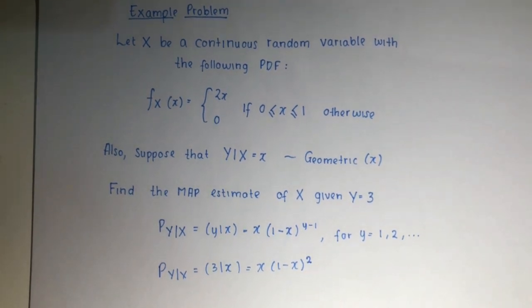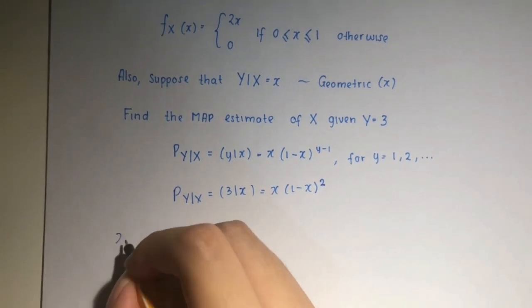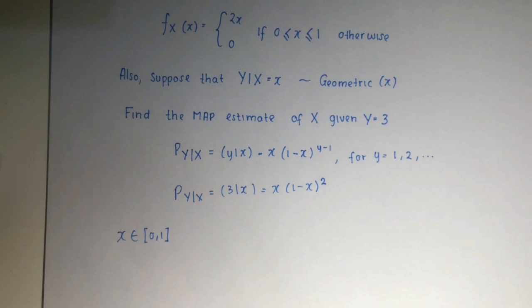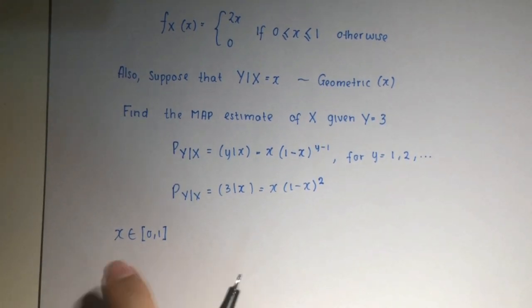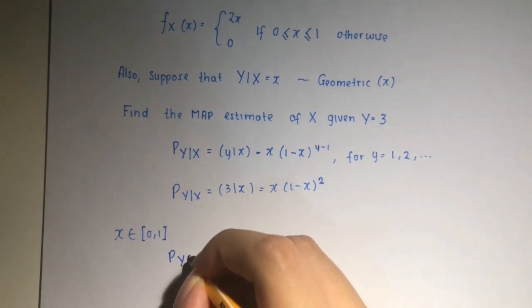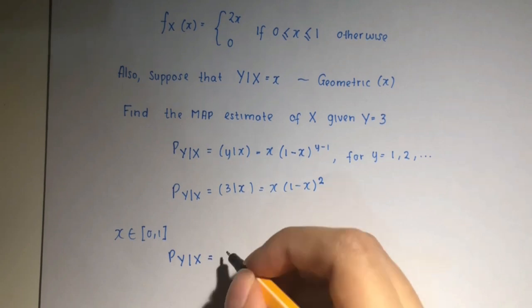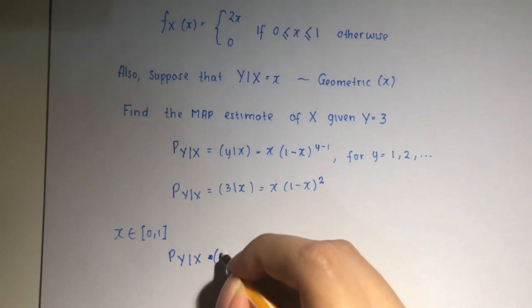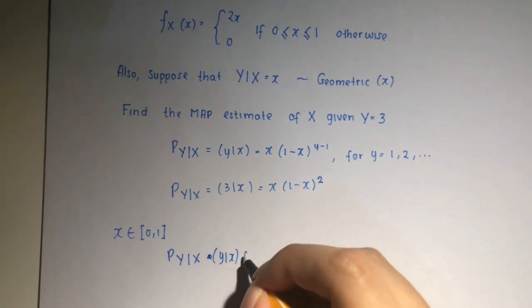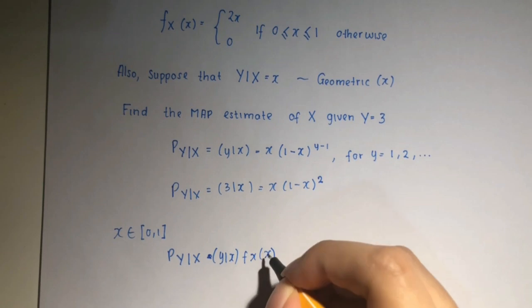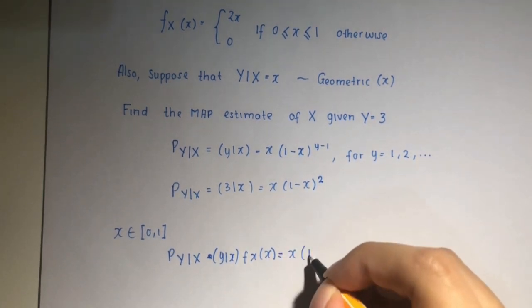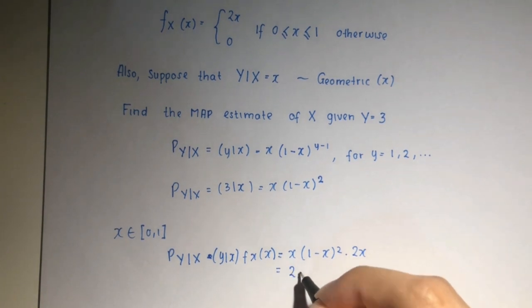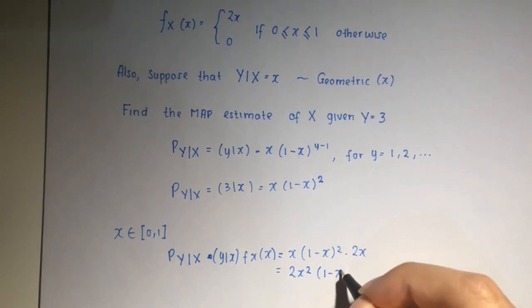Now, after that, we need to find this. And the value of this that maximizes can be written as the probability of y given x times the function of x, which equals x times 1 minus x squared times 2x, which can be simplified into 2x squared times 1 minus x to the power of 2.